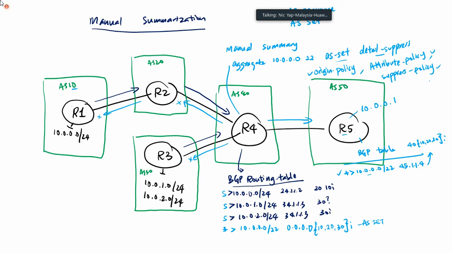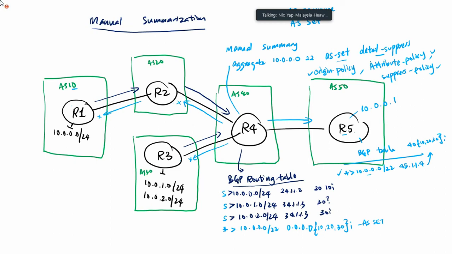But with the suppress policy, you can specifically tell which address you want to suppress and which address you will just send out as normal. So this can be specified by using the suppress policy. All right, so they have 3 policies: AS set, detail suppress.